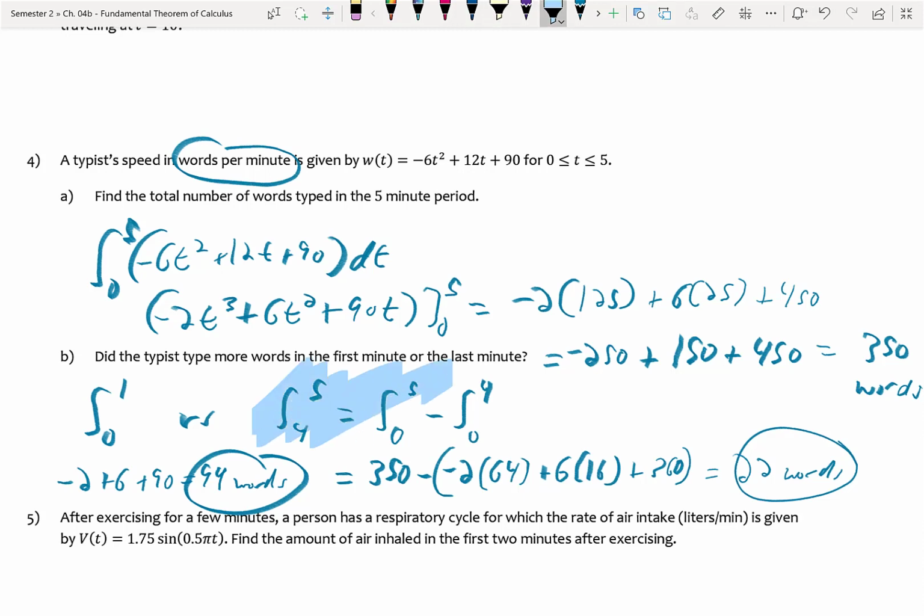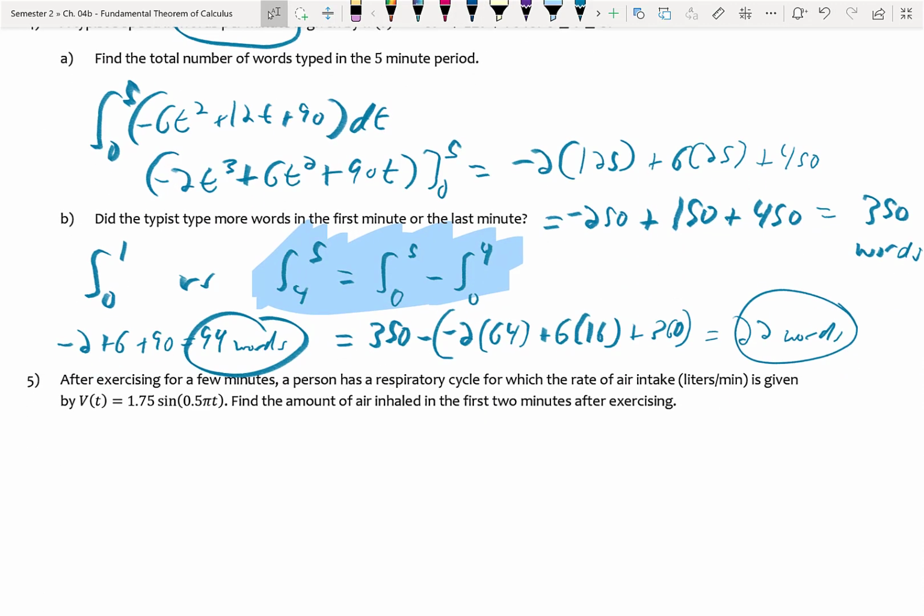Question. You guys okay with this little equation I put there? The total number of words from 4 to 5 should be the same as the total number of words from 0 to 5 minus the total number of words from 0 to 4. I only did that because we already found the first one. So this just made the integral a lot easier.